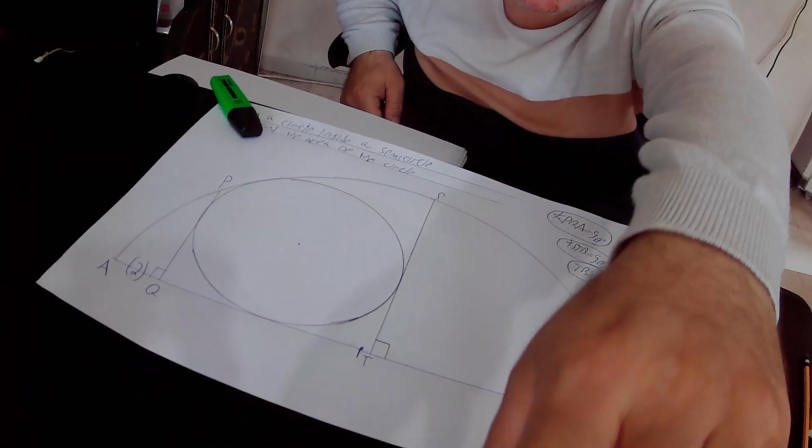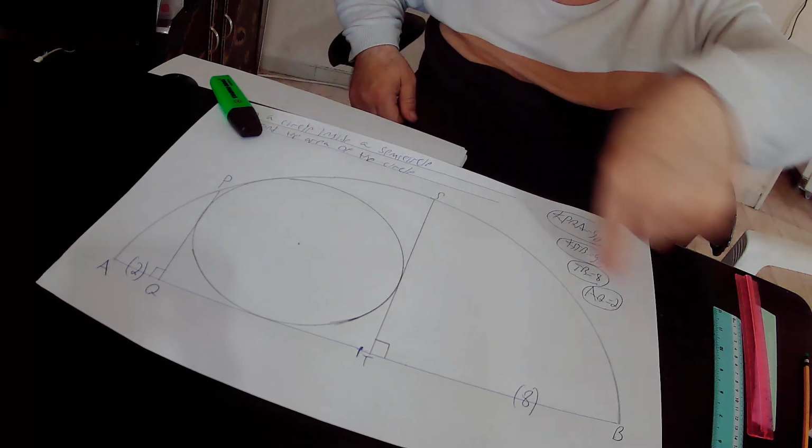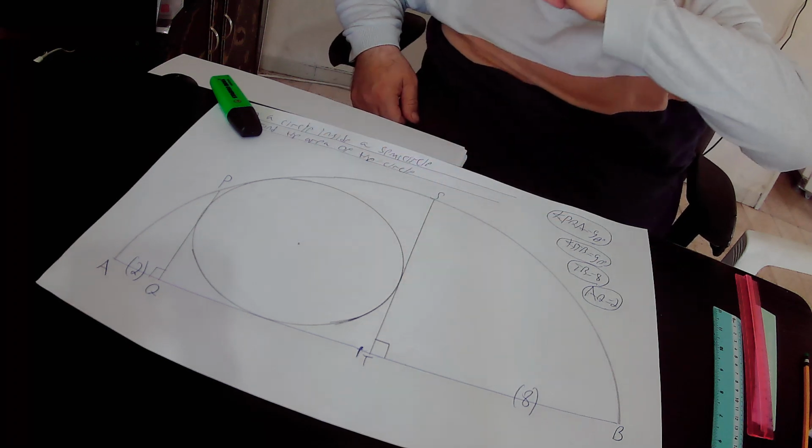Now, in this lecture, we find out the area of the small circle. In the drawing, we have a semicircle. Inside this semicircle, we have this circle.